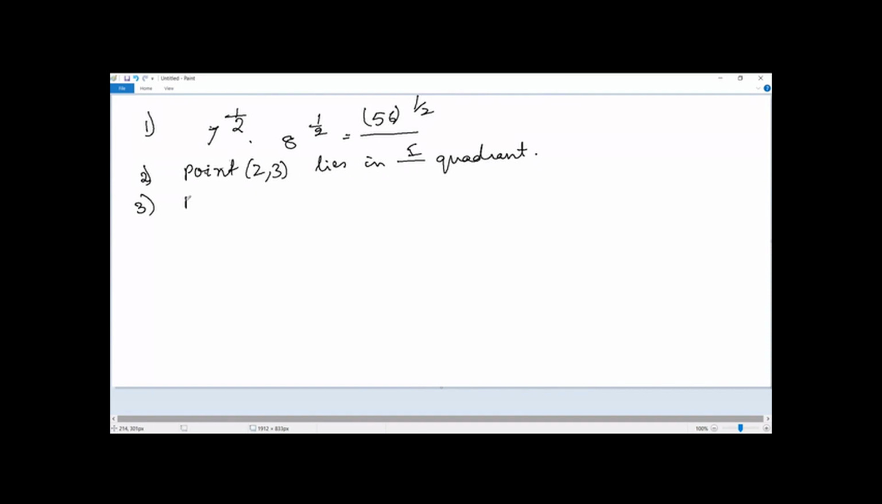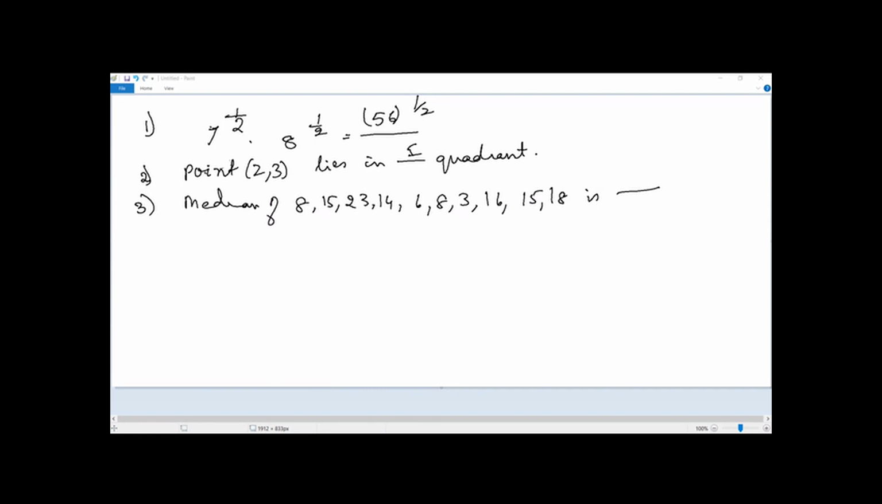Next, the median of 8, 15, 23, 14, 6, 8, 3, 16, 15, 18 is dash. Now Anjali should answer. Anjali? Yes, ma'am. You have to answer the third question. 7, ma'am.